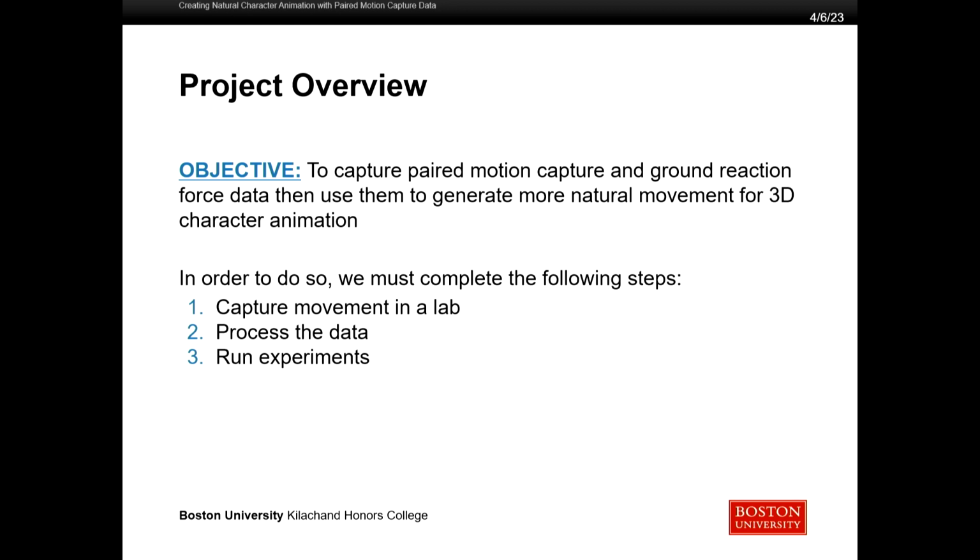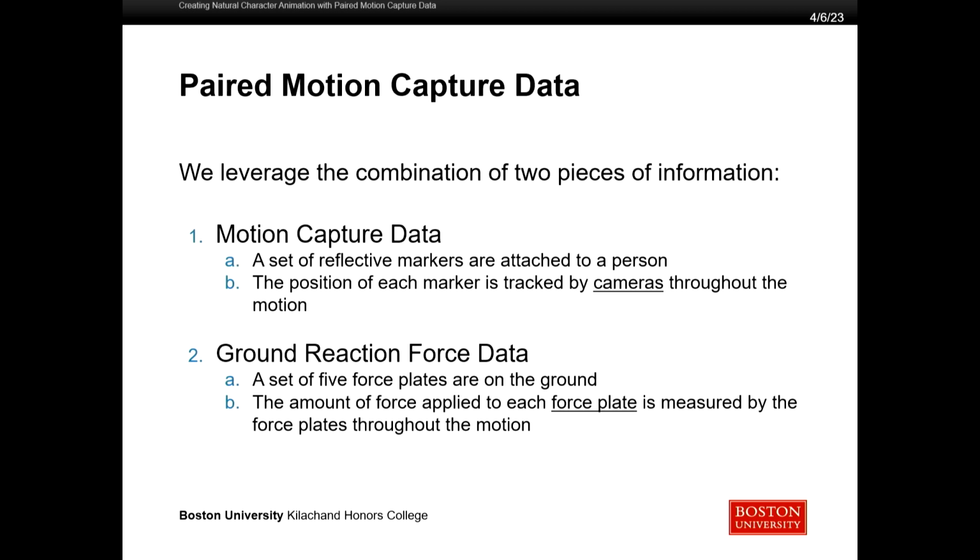So to talk a bit about my project, the main aim was to use paired motion capture data and ground reaction force data, and then use them to create a model that would then facilitate more natural movement for 3D character animation. And this also has implications in other fields such as biokinetics. And in order to do so, there are three steps that I highlight. First being capturing movement in a physical lab. The second being cleaning that data and processing it such that we can use it to then run experiments. So paired motion capture data, what is it?